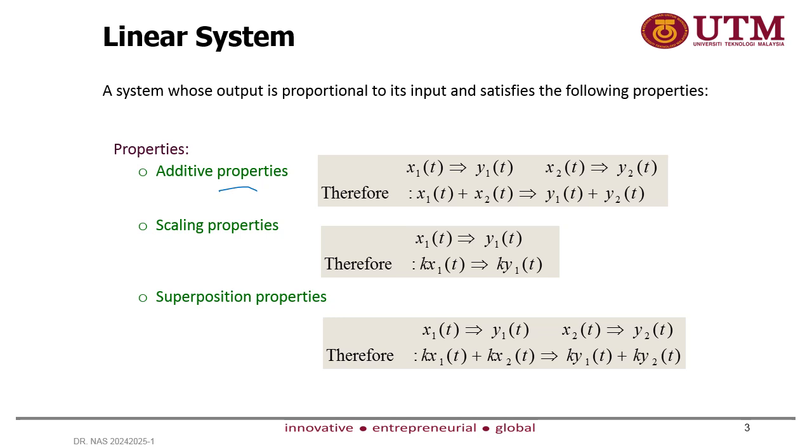When an input is added with another input, the output will also be added together. If the signal is scaled by a variable k, then at the output the output is also multiplied, or scaled, by k. It also fulfills the superposition property, which includes the additive and the scaling property. This can also be called homogeneity.